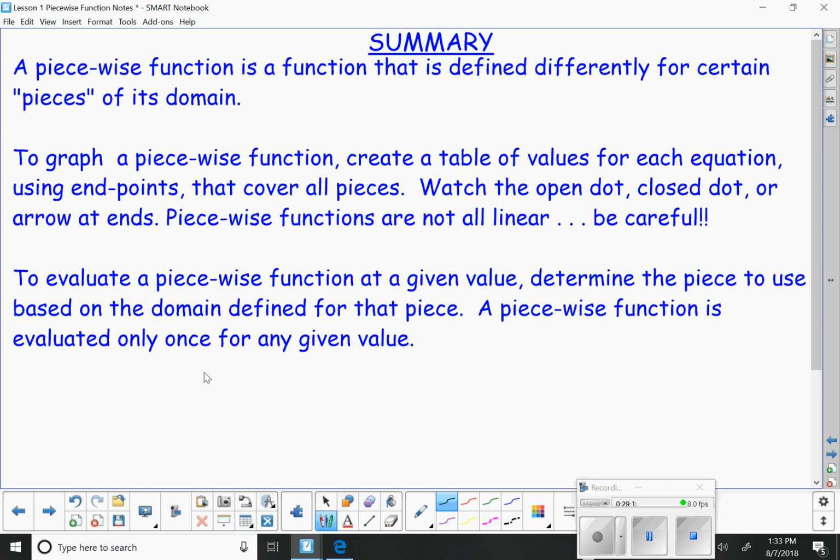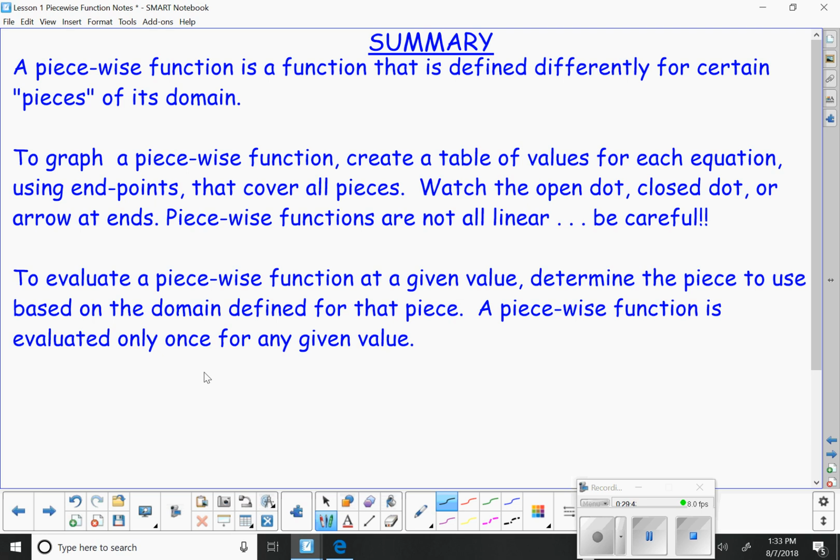Summary: a piecewise function is a function that is defined differently for certain pieces of its domain. To graph a piecewise function, create a table of values for each equation using endpoints that cover all the pieces. Watch the open dot, closed dot, or arrow at ends. Piecewise functions are not all linear. Be careful. They could be quadratic. They could be absolute values. We're going to look at some of those later in this unit.